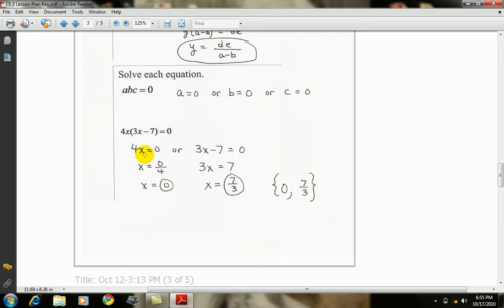If I solve the first case, I divide by 4. 0 divided by 4 is 0, so one of my answers is x equals 0. 3x minus 7 equals 0. I add 7 to both sides of the equation. 3x equals 7. Divide both sides by 3. x is equal to 7/3. My solution set is 0, 7/3. I'm not a math teacher that makes you formally write an answer set with set brackets on it, but some of your future teachers might. So it's a good habit to get into.